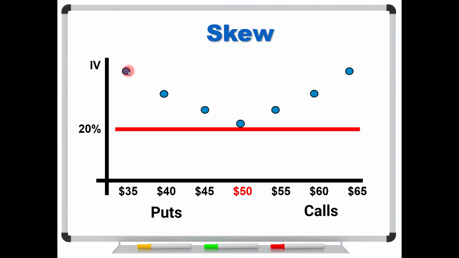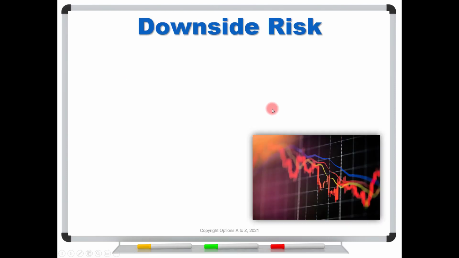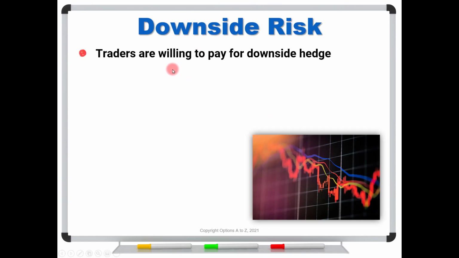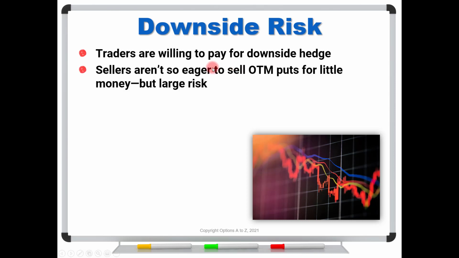There are two main reasons that we're not going to get this perfect smile, at least in most cases. The first one is the downside risk. We all know that traders are terribly risk averse. Nobody likes to take losses. So traders are willing to pay for a downside hedge. They're saying, yeah, I'm willing to buy this put that's 10 or 15, 20 points out of the money, and I'm willing to take some loss, but I just want to have it there as disaster insurance. Okay, that makes sense, but the sellers aren't so eager to sell these out-of-the-money puts for very little money, but accepting large risk.